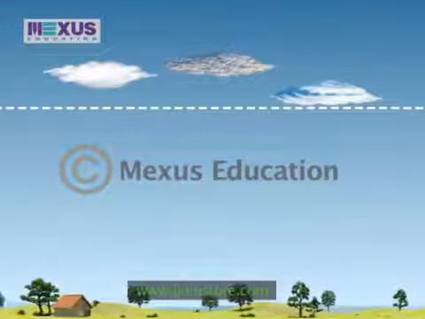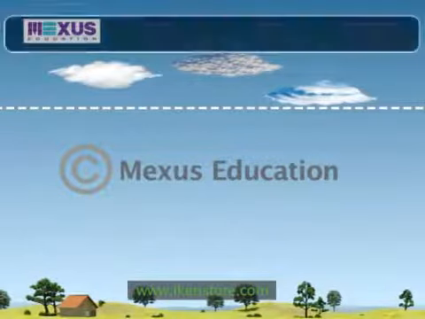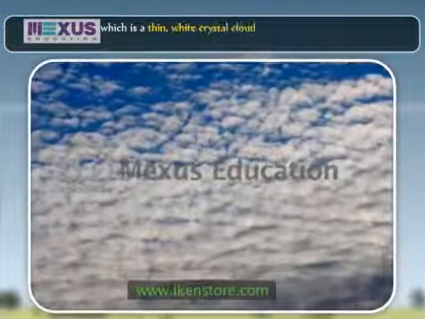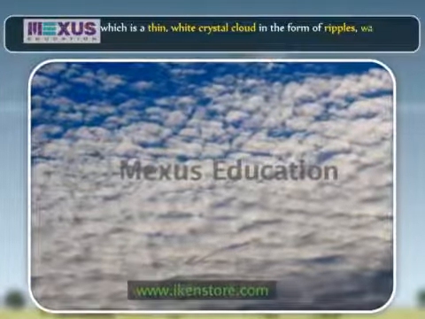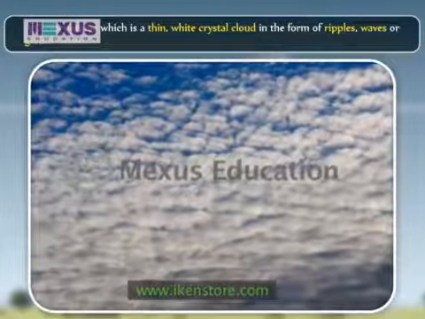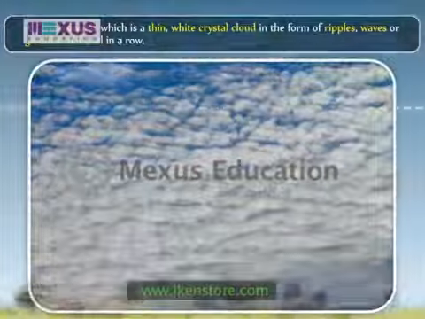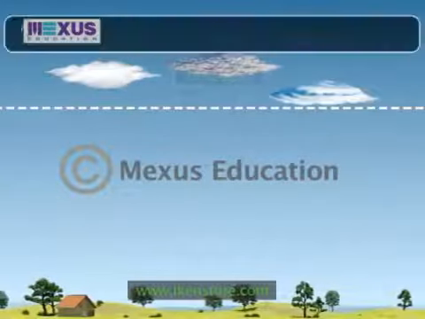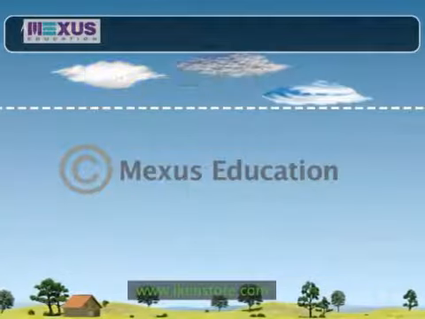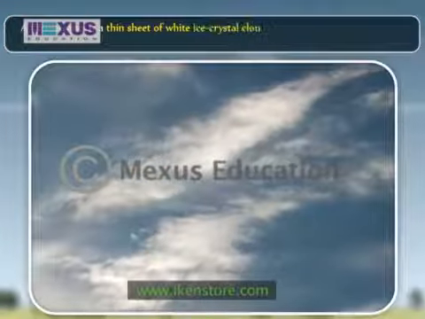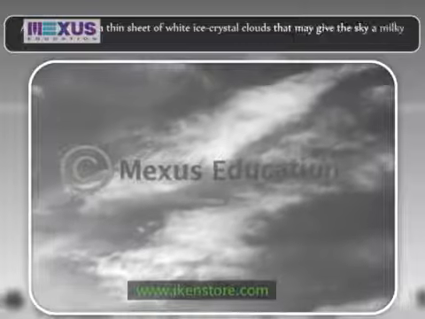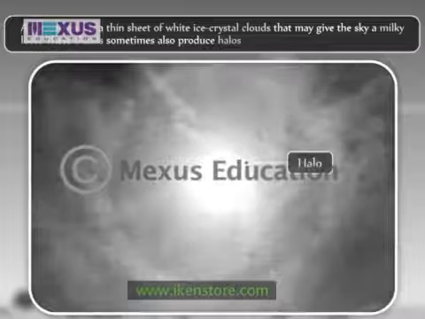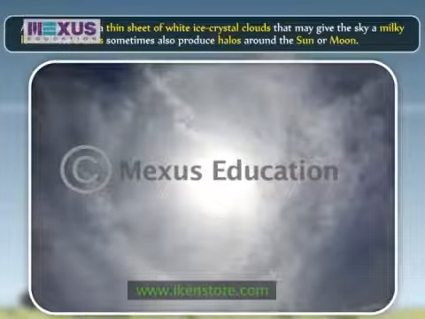The second example of such a cloud is called a cirrocumulus, which is a thin, white crystal cloud in the form of ripples, waves or globular masses, all in a row. The third example of high clouds is cirrostratus. It is a thin sheet of white ice crystal clouds that may give the sky a milky look. These clouds sometimes also produce halos around the sun or moon.